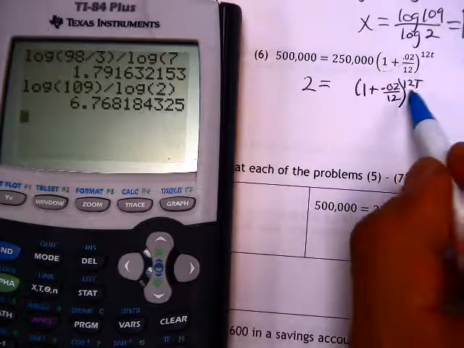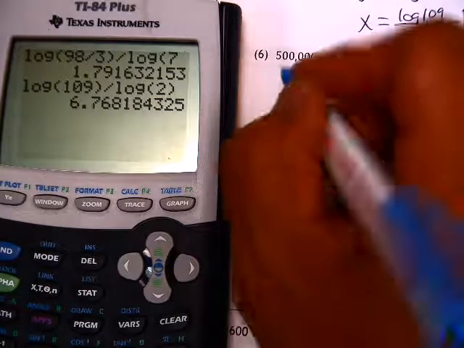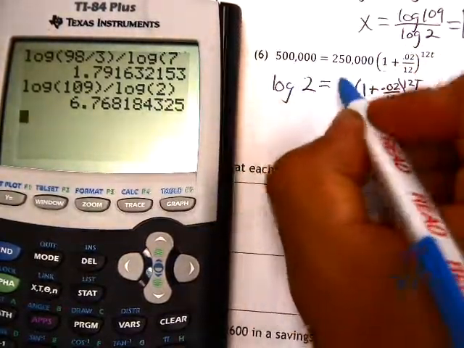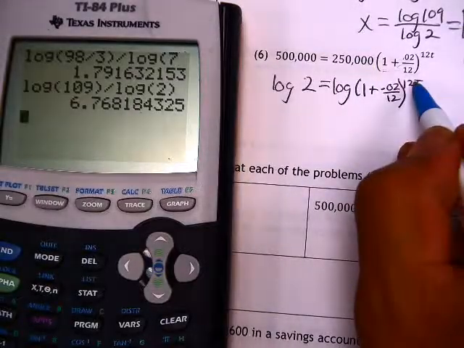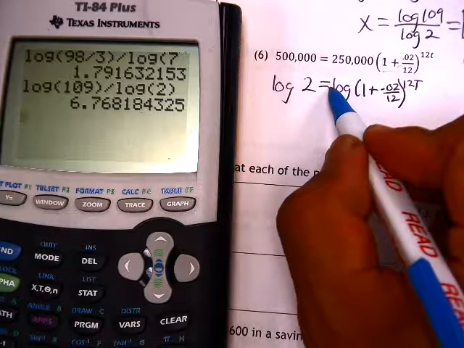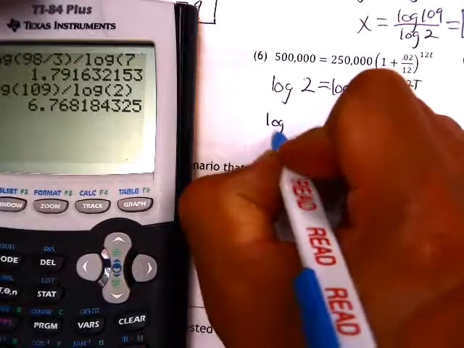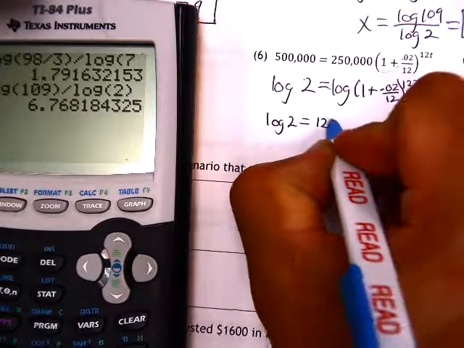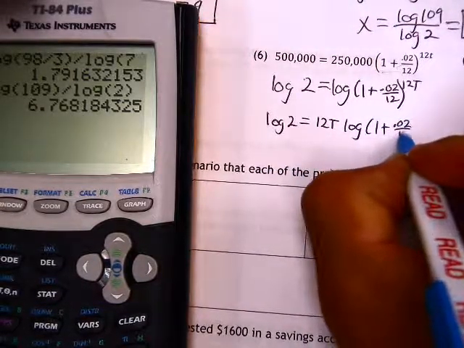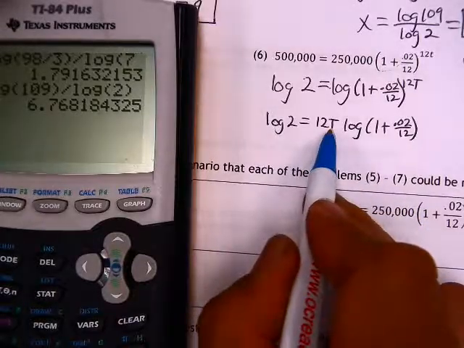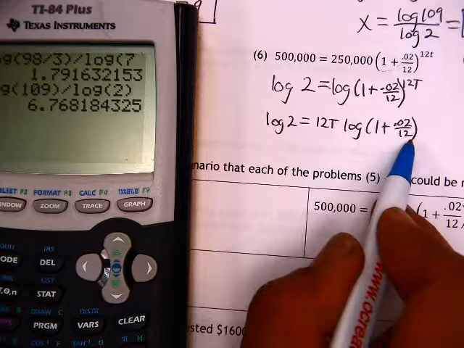So here we go. I'm trying to solve for t, time in number of years, usually. So I'll take the log of both sides. Log 2 equals log of this. If I then apply the power property, this 12t will come out front. So at this point, I would have log of 2 equals 12t times log of 1 plus 0.02 over 12. To start getting t by itself, I'll divide both sides by the log of this thing here.